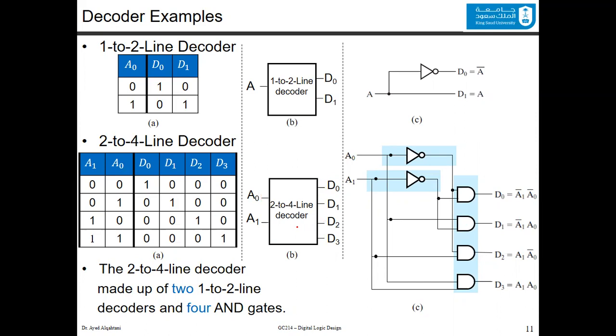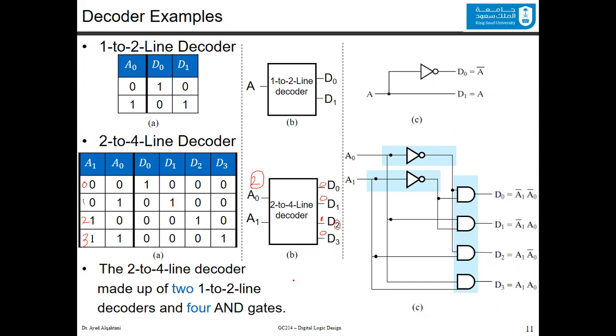You can also understand this in decimal. If you choose this to be 0, 0, then the value here corresponds to the decimal number 0. Here it's the decimal number 1, here it's the decimal number 2, and here is the decimal number 3. So if you want the decimal number 2 to be the input, this will generate the output of D2 to be 1 and the rest to be 0. So as you can see, there is a relation between this decimal number and the data line D2, and so on.